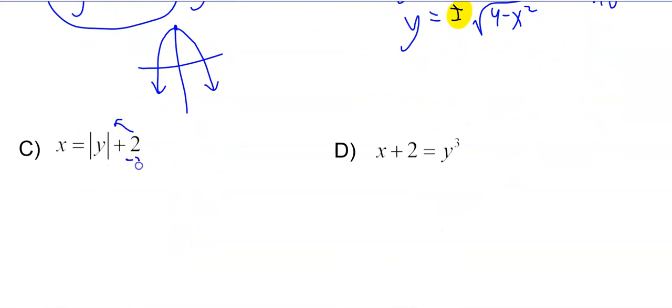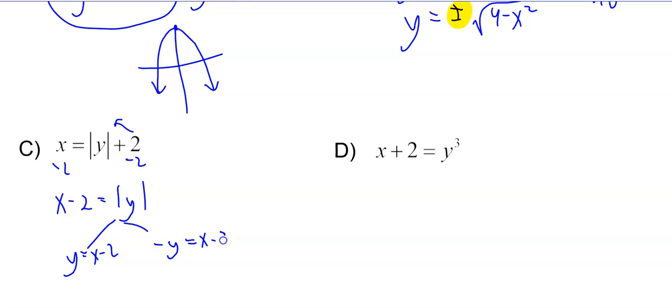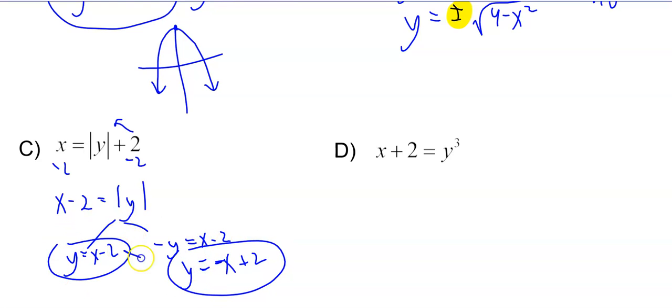So to solve this for y, subtract 2. So I get x minus 2 equals absolute value of y. Because I'm solving for y, I want to take the positive negative case. So y is equal to x minus 2. That's one case. Or negative y equals x minus 2, or y equals negative x plus 2. So I get two different functions when I solve. So this is no, not a function, because again, I got two different functions there.